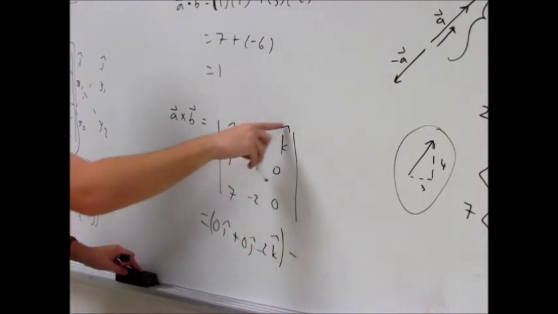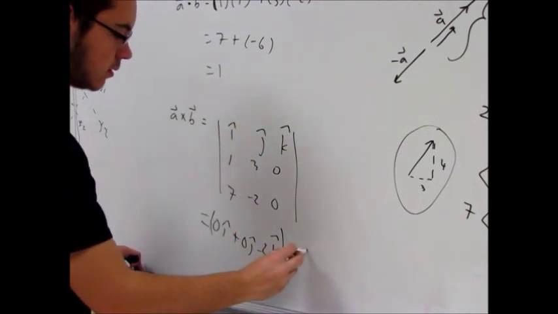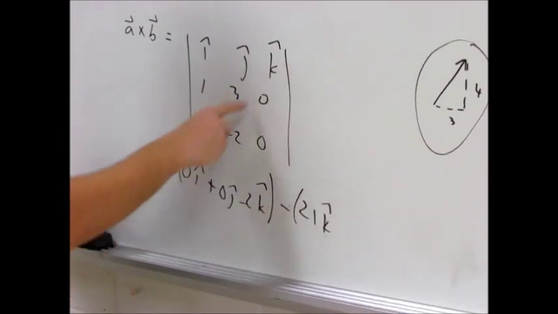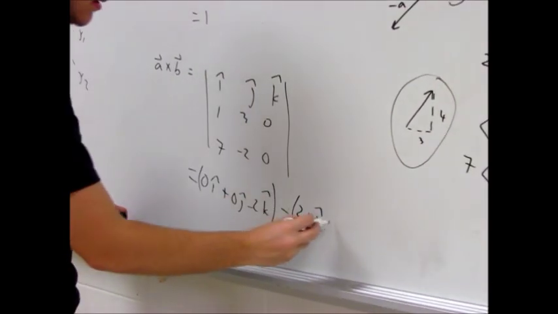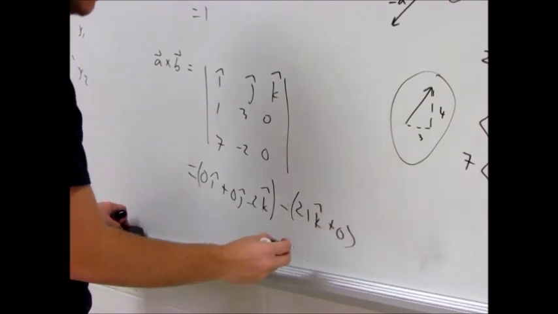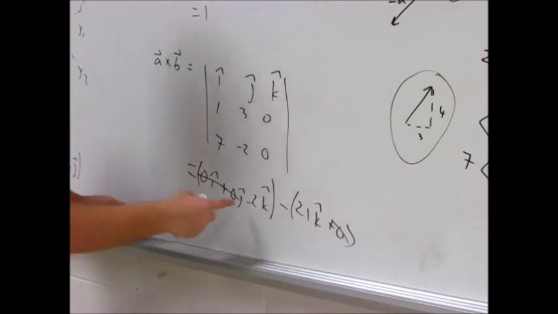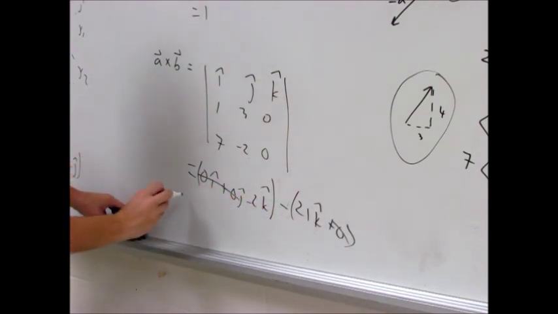minus, what is this, 21k, and the other ones will also be 0, so it's just plus 0. So zeros, you just forget about them. So it's really negative 2 minus 21, it's negative 23k.